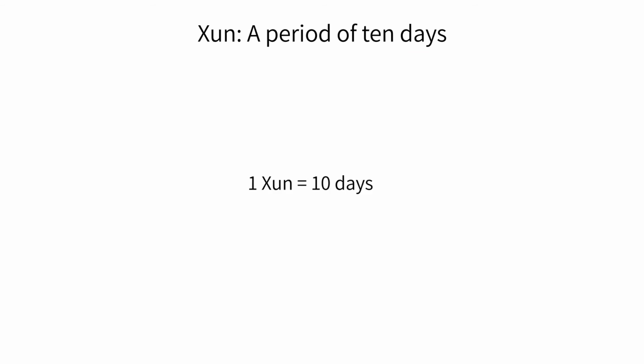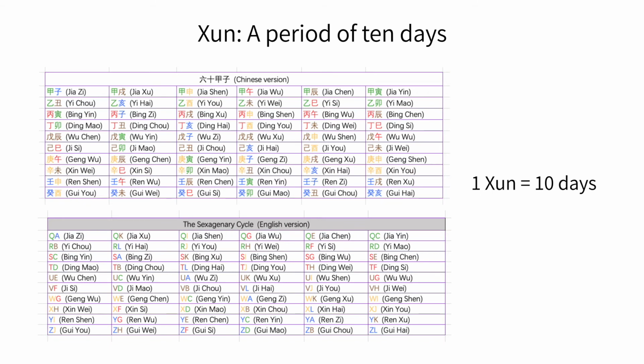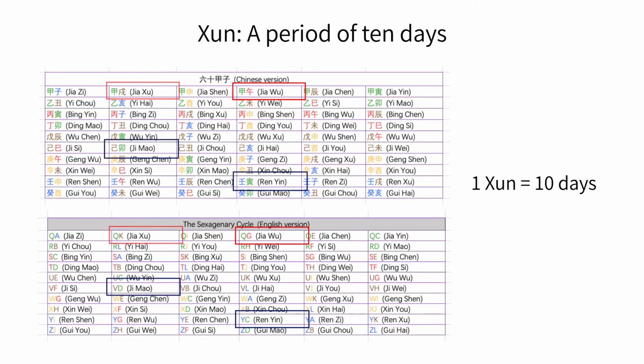The ancient Chinese divided every 10 days into a whole and gave it the name of Xun. Each Xun has a beginning day and an end day. To distinguish which day is in which Xun, ancient Chinese people use the name of the first day of each Xun as the name of that Xun. For example, Ren Yin Day, which is YC Day, belongs to QG Xun, and Ji Mao Day, which is VD Day, belongs to QK Xun. For you to better understand the following knowledge, I must introduce this knowledge to you.